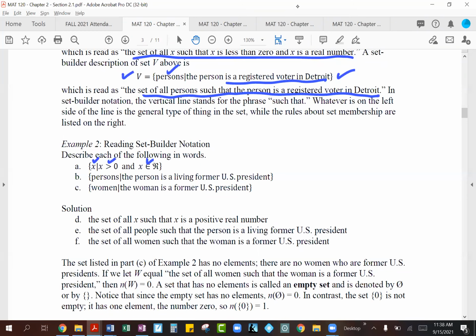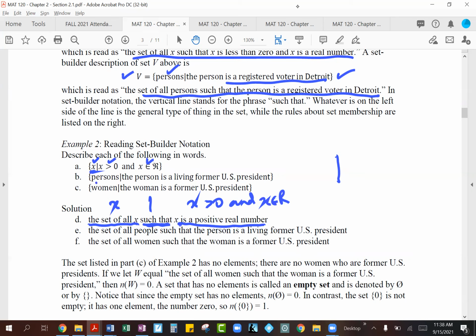So that means you are looking at a set of X. So this is the first part, set of X, which is going to be the single X over here. And then this vertical line that you see, that's what you read as "such that." So this is set of X such that X is a positive number and it's a real number also. So X is a positive real number. So that's kind of how you are reading these set builder notations.